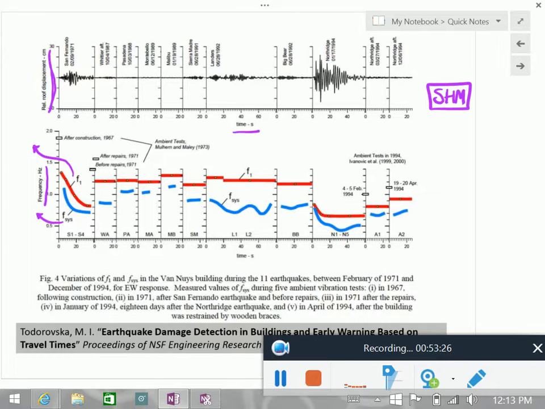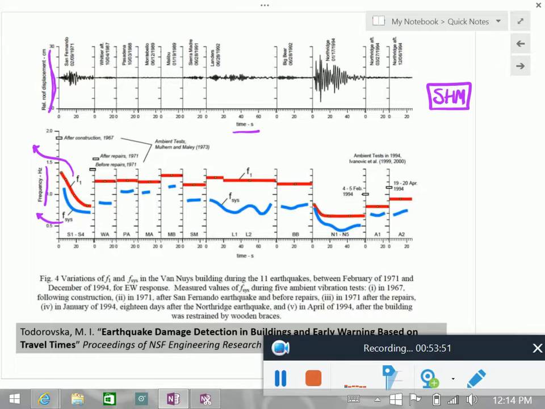This is when the building gets damaged, so they repair it. Because as you know, the frequency is related to the stiffness. So when the building loses so much stiffness, something terrible has happened. This is a structural health monitoring application. So they just look at the frequency of the building.